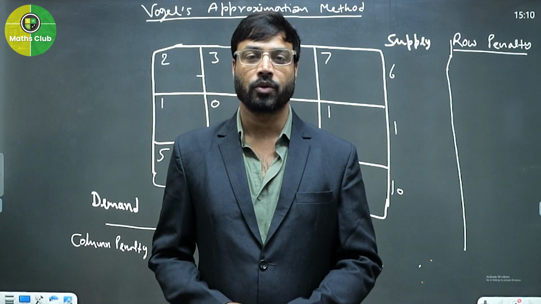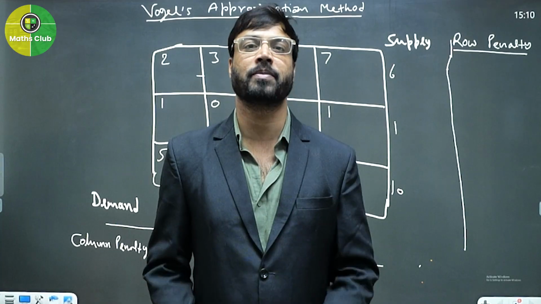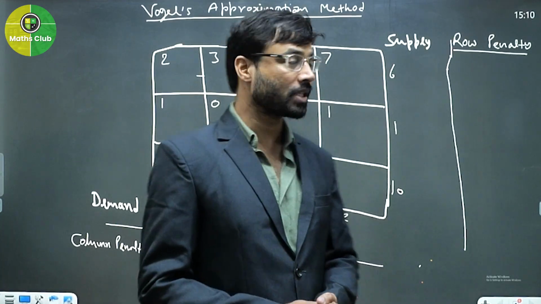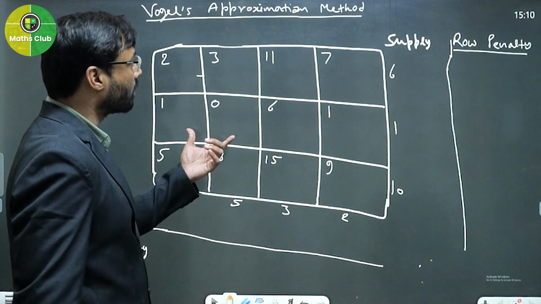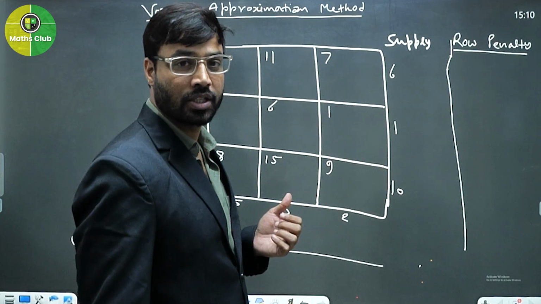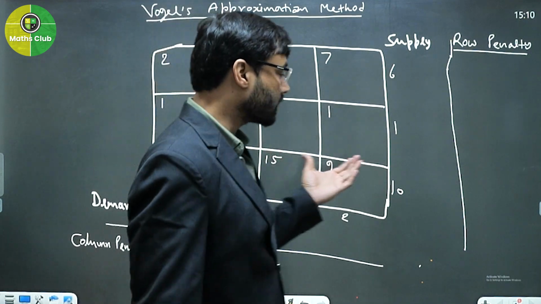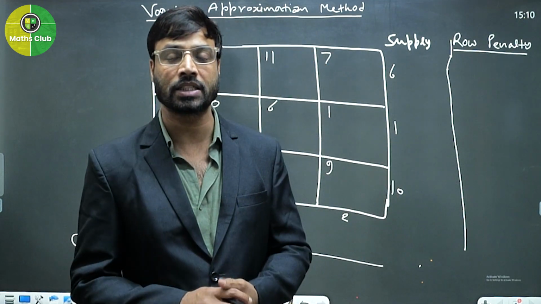Transportation problem. We are going to find the initial feasible solution of a transportation problem by Vogel's approximation method. So we have taken this problem and we have to solve. That means we have to find the initial feasible solution by Vogel's approximation method. So first we have to check whether the given transportation problem is balanced or not.